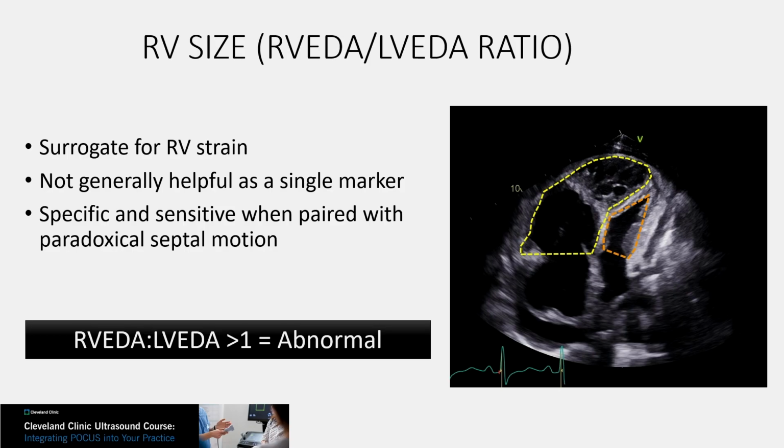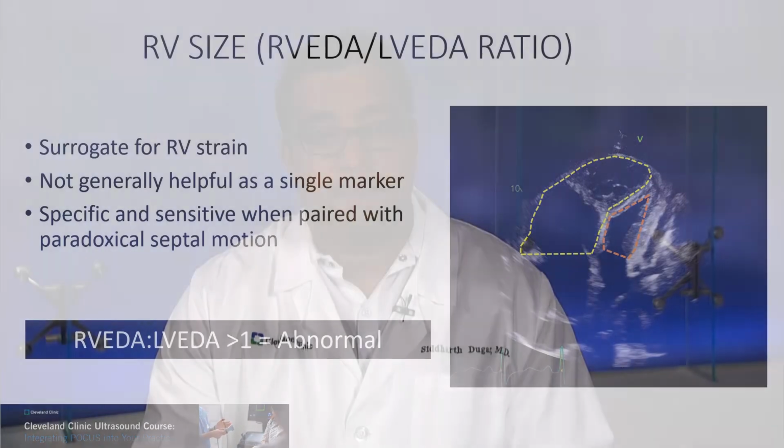But if you have an RV-LV ratio that is altered, which is basically more than 1, where your RV end diastolic area as measured here is more than your LV end diastolic area, you have a pretty severe RV dysfunction. And if you add it with a paradoxical septal motion, that tells you that RV is severely impaired.